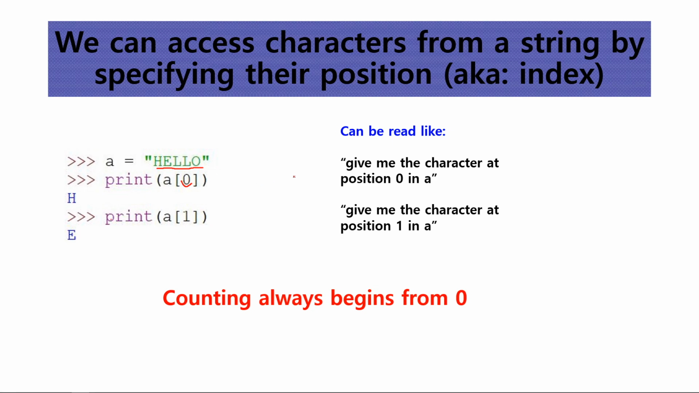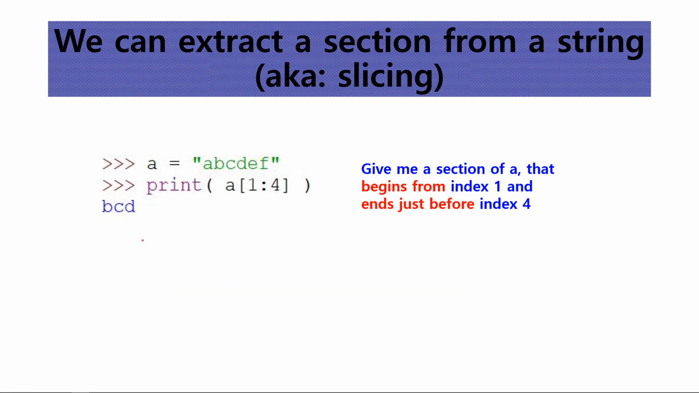So this is saying give me the character at position 0 in a, and this is give me the character at position 1 in a. Remember that we always count from 0 in programming. So the first character has index 0, then 1, 2, 3, 4. That's the most important thing to know here.